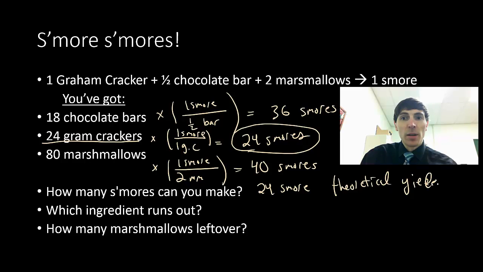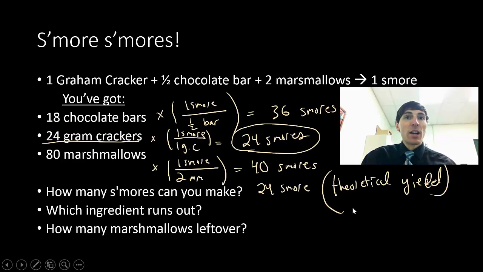It's how much we should be able to make, assuming I didn't break a graham cracker in half and have it fall on the ground, so that I could only make 23 s'mores. It's assuming all those graham crackers were reacted to make s'mores in a perfect, ideal situation. We call it a theoretical yield. If I dropped a graham cracker and one broke and I only made 23 s'mores, that would be called an actual yield. Given the experimental design, I should have been able to make 24, but I could only make 23. We would call that our actual yield.